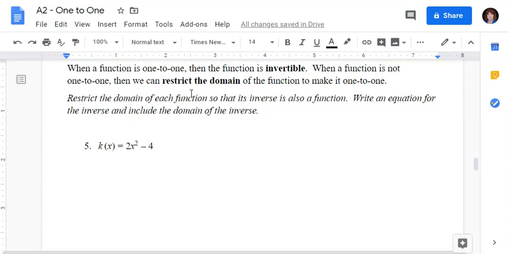So if you remember in our last lesson, we had some functions that were not one-to-one. They were not invertible. So what we're going to do is take functions that are not one-to-one and restrict their domain so that it will be a function. What I like to do is go ahead and write the equation of the inverse first, and then use that equation to help me determine what domain makes sense.